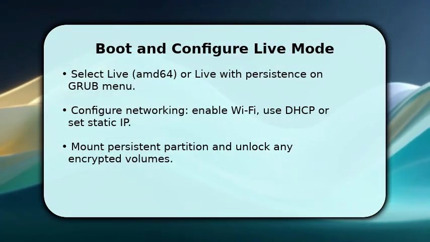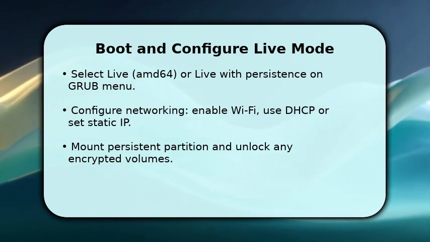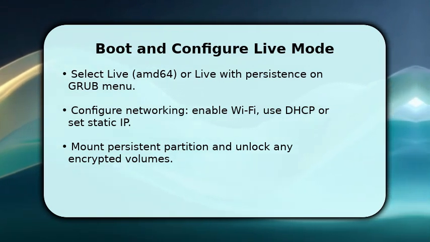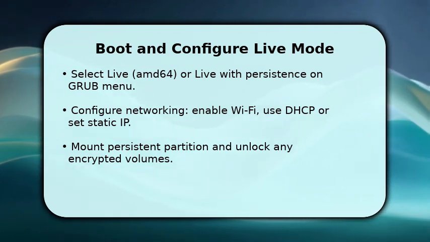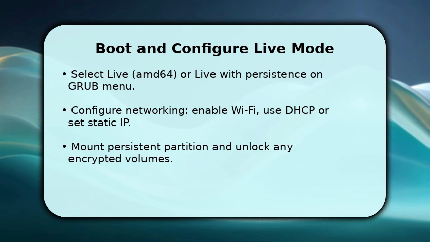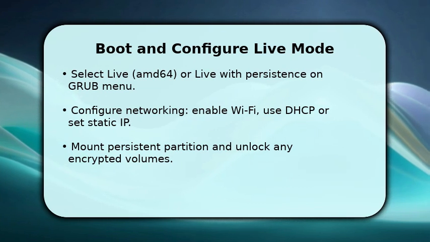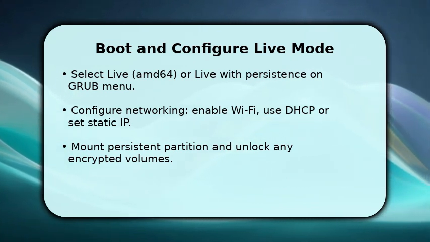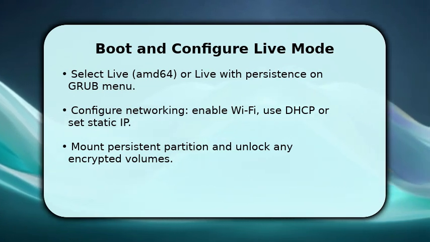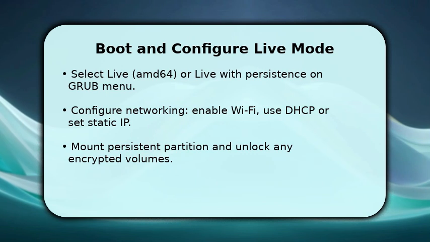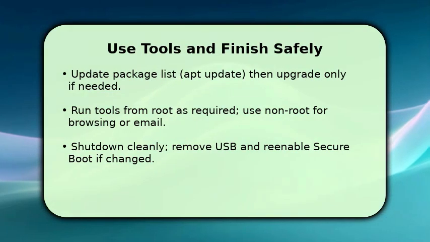Once you boot the USB, choose the Live or Live with Persistence option so your tools and files behave as expected. You'll want to configure networking next. Enable Wi-Fi or plug Ethernet, use DHCP for simplicity, or set a static IP for predictable services. If you created persistence, mount that partition and unlock it so your changes save between sessions. Also, ensure time and locale are set correctly so certificate checks and package operations work without surprises. You're now ready to use Kali.